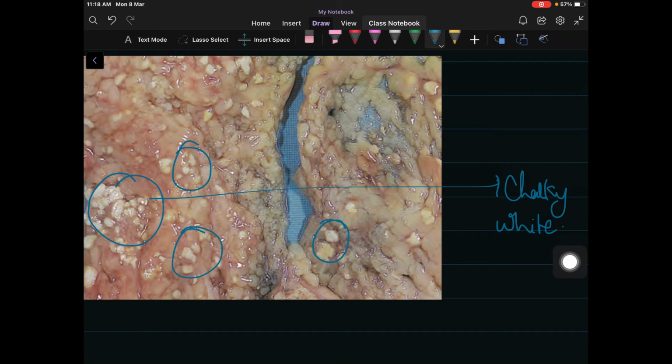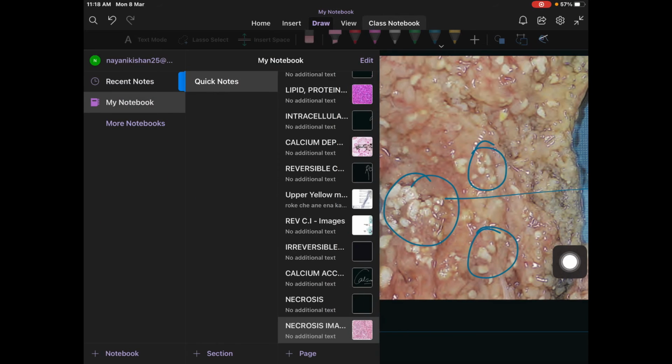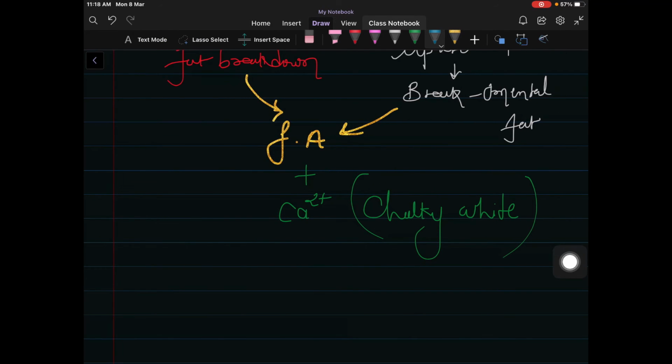As this calcium combines with the fatty acid, it gives the chalky white appearance, which makes fat necrosis easy to diagnose. Now let's move on to the fifth type of necrosis.